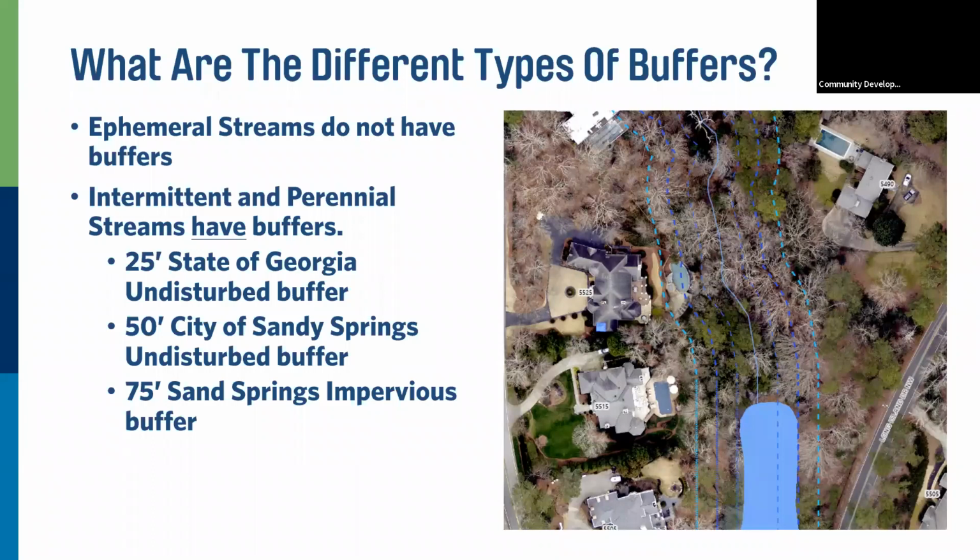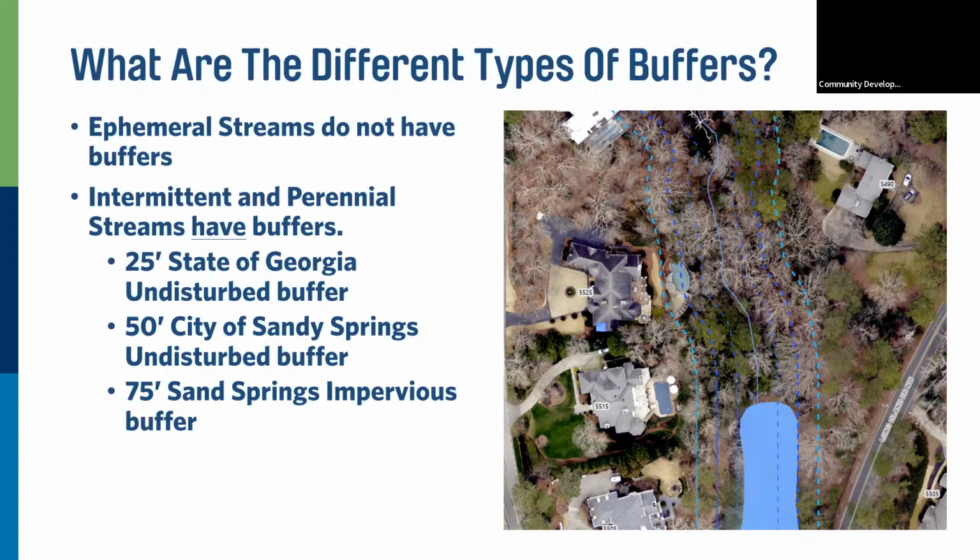Okay, all right, a little bit easier. For ephemeral streams, they don't have buffers. Once that determination is made, construction can happen very close to it. But once we get into the intermittent and perennial streams, they do have buffers. As you see on your screen here, we've got the three buffers that we have to abide by.